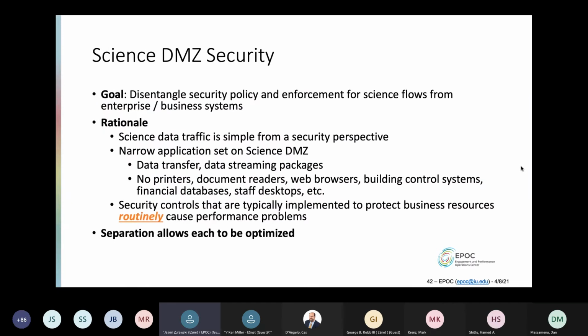The goal here is we want to disentangle the security policy and the enforcement for science from business. We don't want to touch the enterprise and business side.